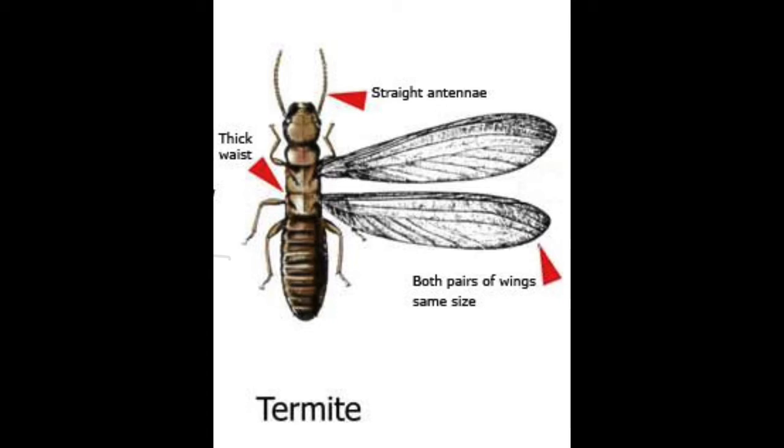Now, another thing about termites is their wings. Both pairs of wings are going to be the same size, and they're going to be very long compared to an ant's wings.